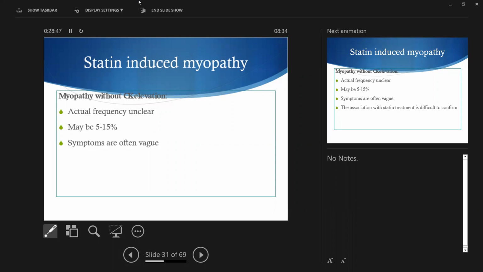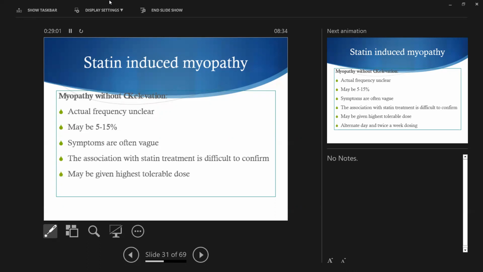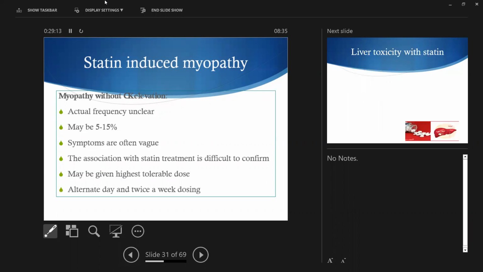These are vague symptoms, and the association with statin treatment is also difficult to confirm. People say the frequency or incidence is almost the same as with placebo. So you are not very sure whether it is due to statin alone or not. So in such situations, if they really require statin, you give the highest tolerable dose. You can even give it not daily but on alternate days or twice a week, to give the desired or at least reasonable reduction in LDL cholesterol.